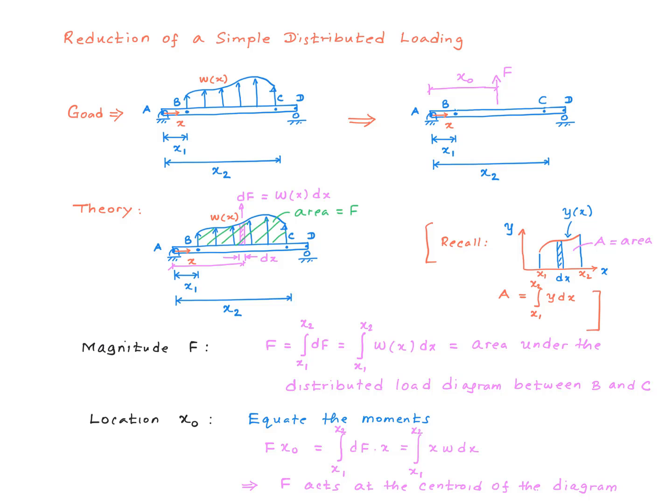So if we integrate that, we evaluate the total moment associated with this distributed load, right? And that will be, when you expand it, the integral going from x1 to x2 of x times omega times dx. In a chapter later on in the course, we will learn that this is how we find what we call the centroid of this diagram. In other words, it turns out that the resultant force F acts at the centroid of this area.